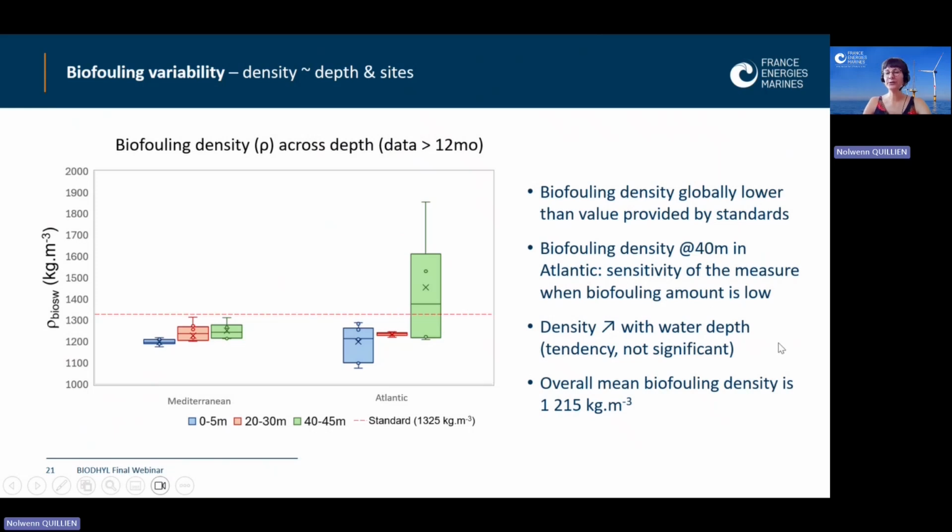And also, there is a tendency for density to increase with water depth. And overall, the mean biofouling density was 215 kilograms per cubic meter, which is lower than the standard.